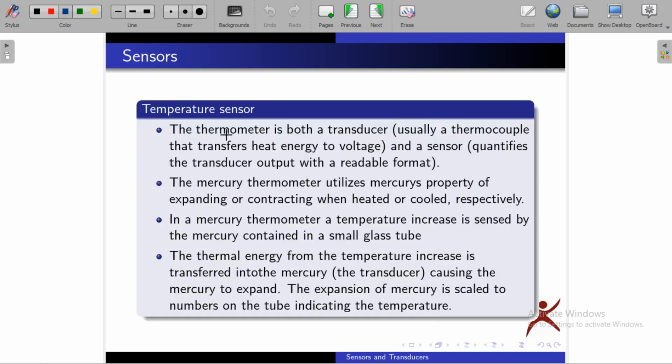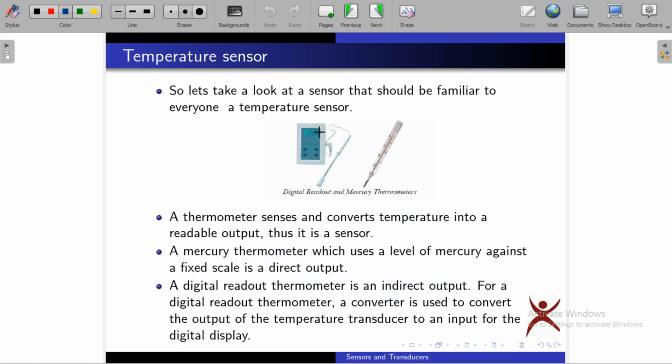Now coming to digital readout thermometer, it is both a transducer and a sensor. Usually we use thermocouple, which converts heat energy into voltage and quantifies the output with a readable format. You can have the digital display over here.